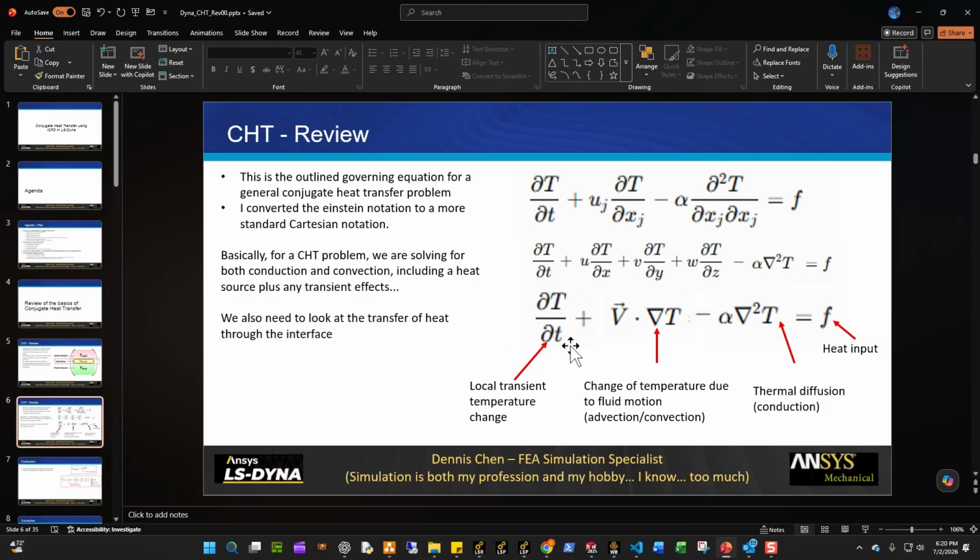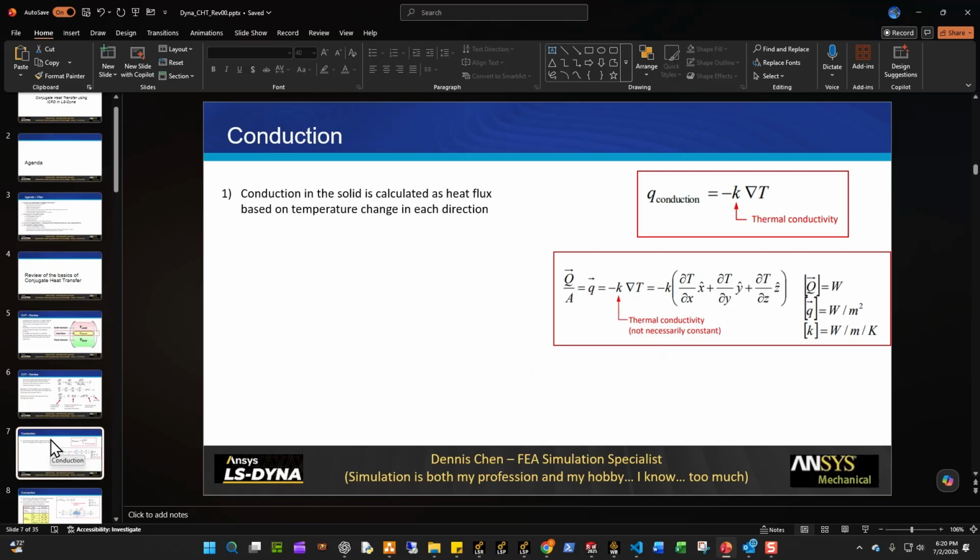The governing equation helps us frame the problem. We're essentially solving the fluid side, we're solving the solid side. We need to consider a heat source, and we need to consider any type of transient effect in a CHT problem. The coupling between the two, obviously, is that they have to maintain a thermal equilibrium, which is why this equation makes sense.